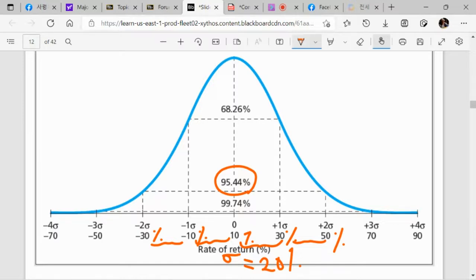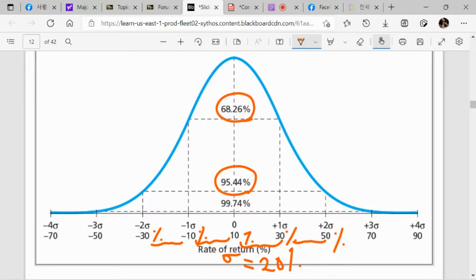Now, also according to the normal distribution properties, you have 68% probability of actual returns happening within one standard deviation around the mean. Which means there's a 68% probability of getting some return between negative 10% and positive 30%.